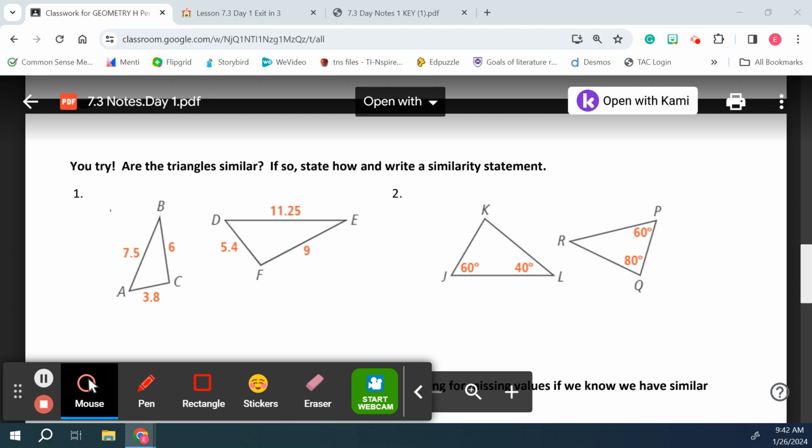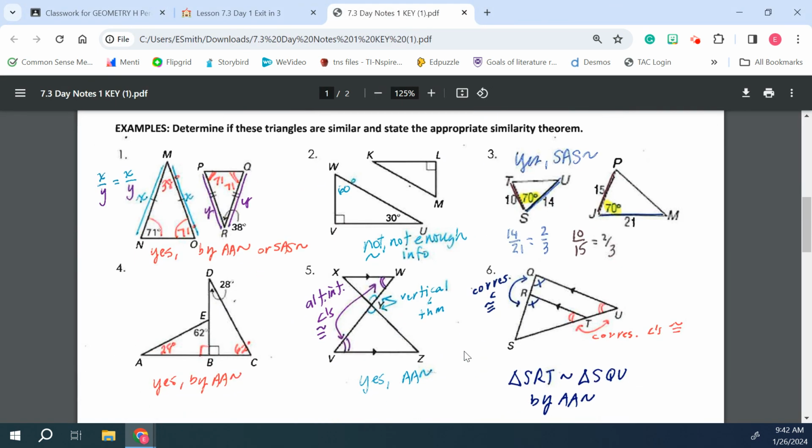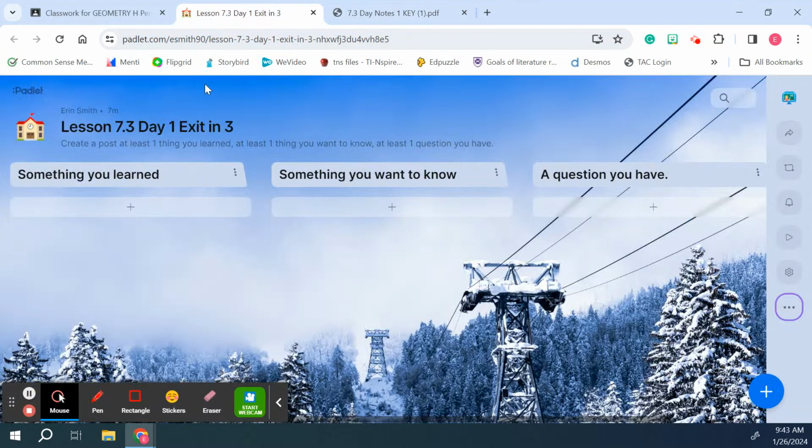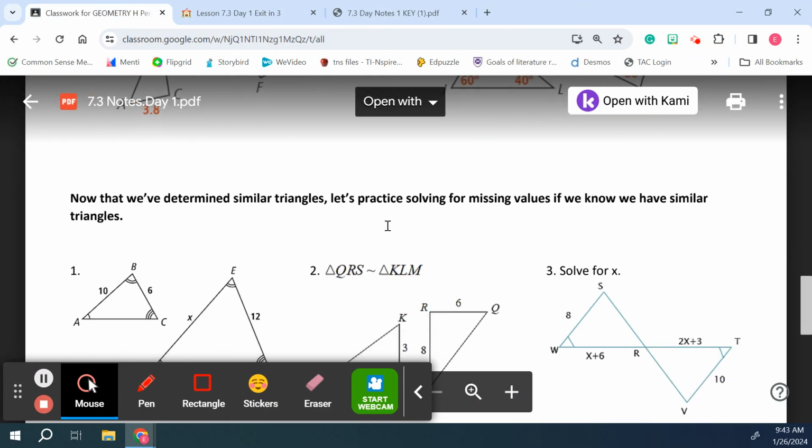All right, I'm going to give you just a minute to take a look at it since this one's being recorded. All right, so here is the key. For those of you at home, pause the video if you need to. All right, let's take a look at this.